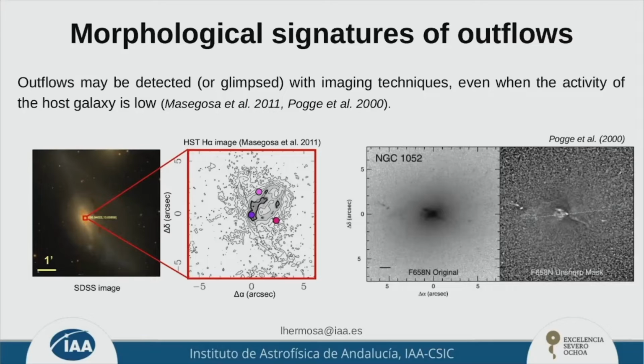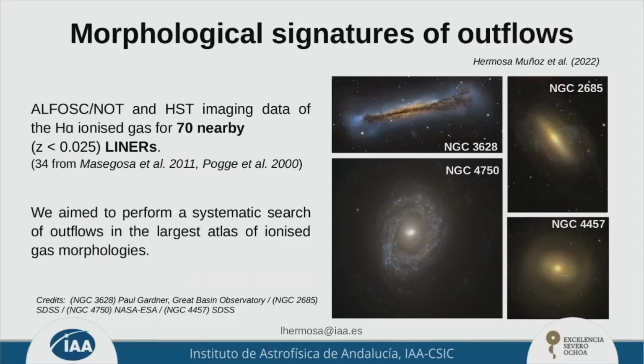So there have been already 2 previous works that have started to take this approach to actually see how the ionized gas behaves in these targets. And what we have done now is to gather the largest sample that we could of nearby LINERs and try to observe this H-alpha emission, the ionized gas, and see how it behaves. So for that, we have gathered the data from previous works, and now we have the largest atlas of these ionized gas morphologies for a study of this kind.